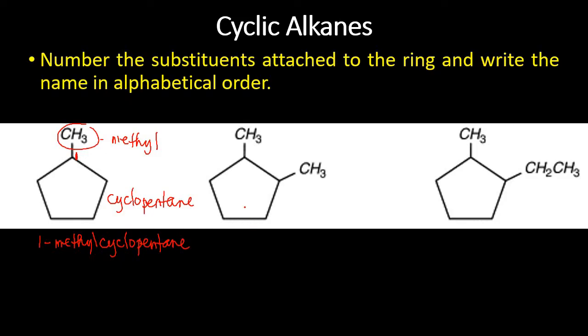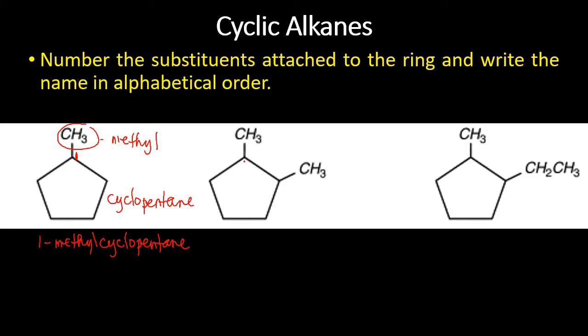Okay, for our next example, we have 2 substituents. So what should we do? If we have 2 or more substituents, all we have to do is to number the ring in such a way that the substituents will receive small numbers. Okay. So how do we do this one?